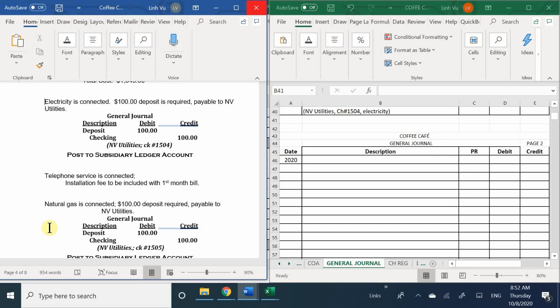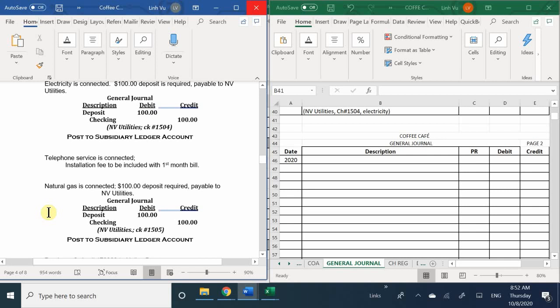So in this case, they said right here that the installation fees are to be included with the first month's bill. We're still on month 0 right now, so we haven't even incurred the first month yet, right? So there's no dollar amount, there's no bill that I received. So yes, you ignore this transaction, but it's also good to know that you connected the telephone, and you should be expecting a bill soon, okay?